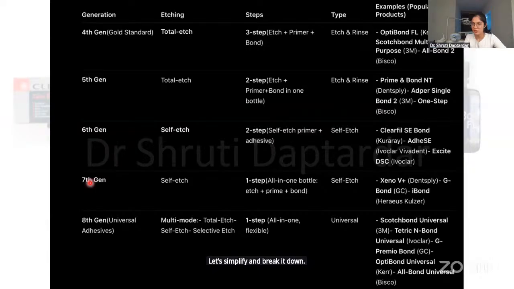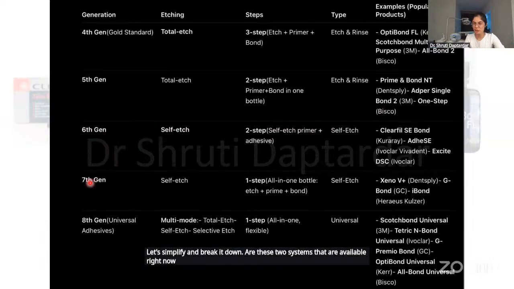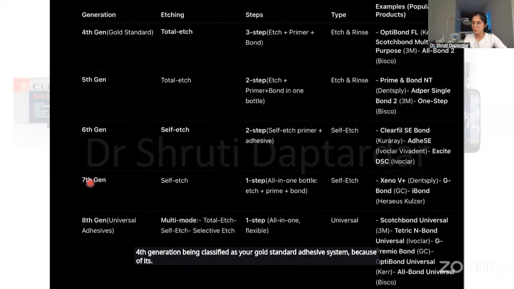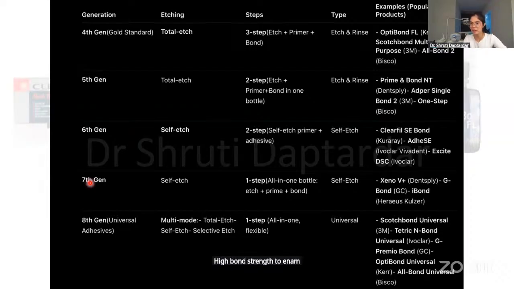Adhesive systems that are available right now are from 4th generation to 8th generation. 4th generation being classified as your gold standard adhesive system because of its high bond strength to enamel and dentine. However, it is really technique sensitive.